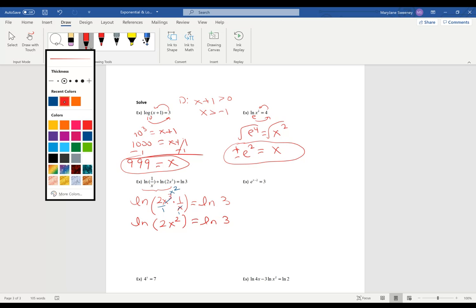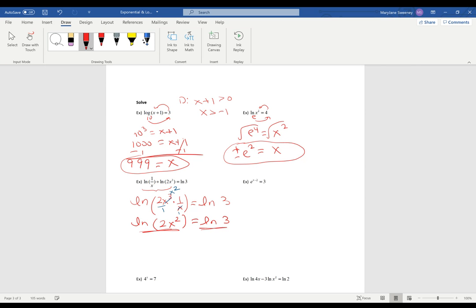now this left side is as simple as it's going to get, so is the right. There's no more property of logs to use. So 2x squared equals 3, x squared is 3 halves, square root, so x is plus or minus radical 3 over radical 2, which when I rationalize is plus or minus radical 6 over 2.